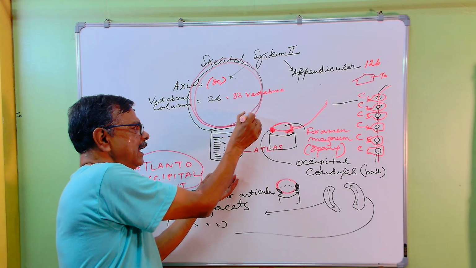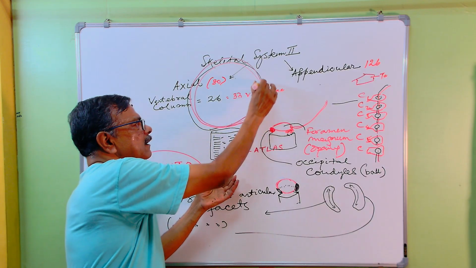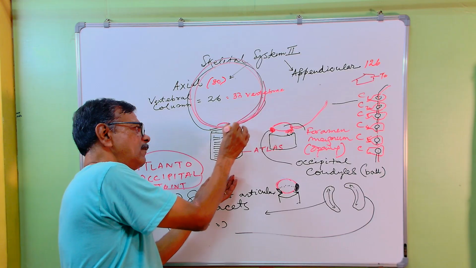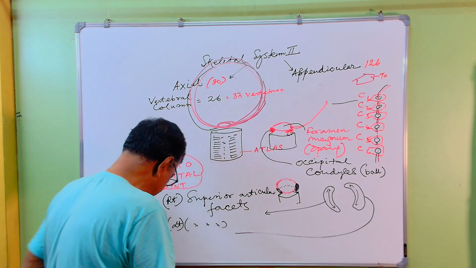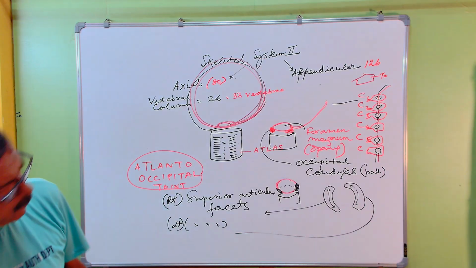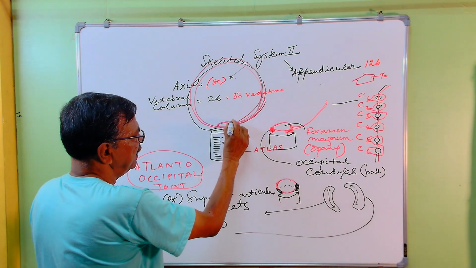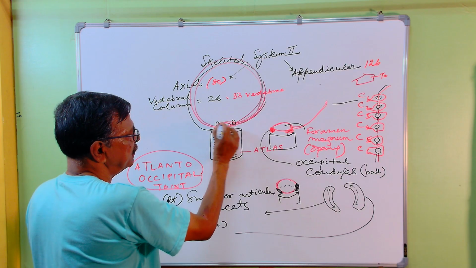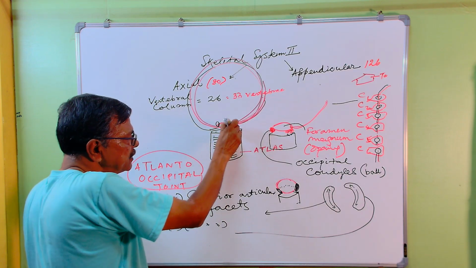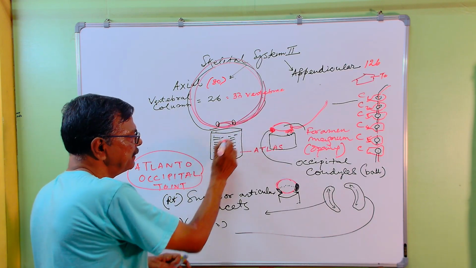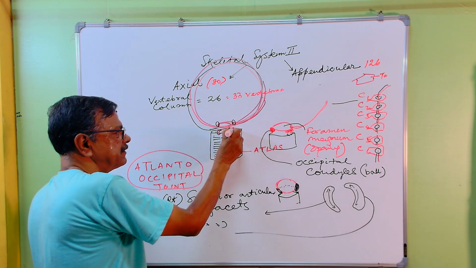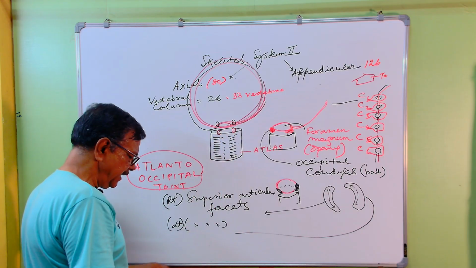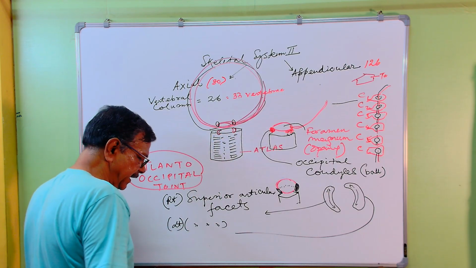Clear? The skull has this occipital bone which has an opening called the foramen magnum. On both sides of the foramen magnum there are two ball-like structures. These are known as occipital condyles, which fit over the superior articular facets, and that's why it helps in the nodding movement of the head.